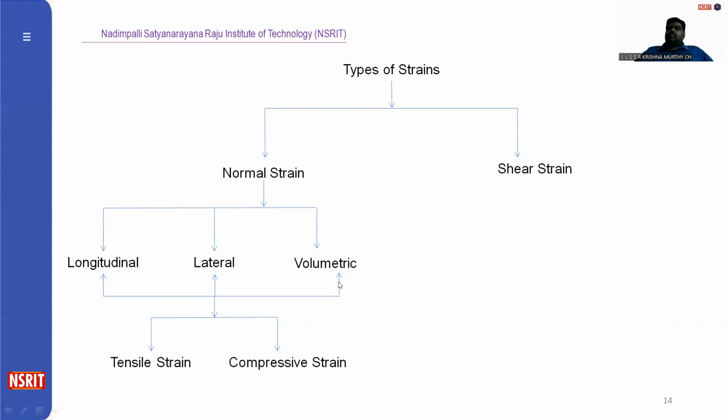Volumetric means change in volume to the original volume, where I consider length, width, thickness, everything. Again, these three are subclassified as tensile and compressive, based upon the applied stresses.